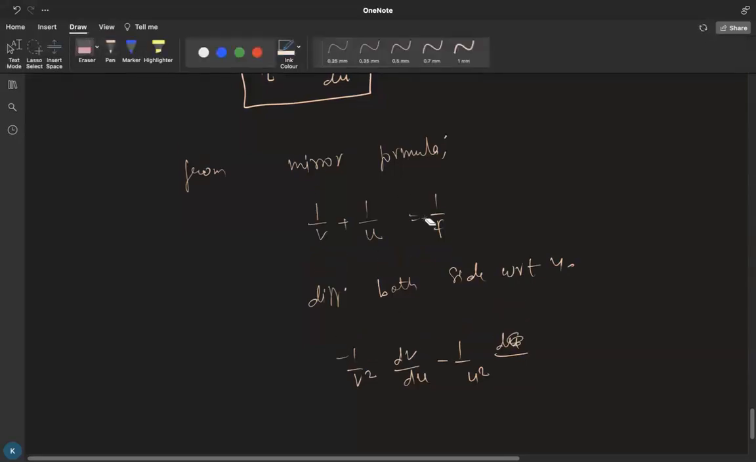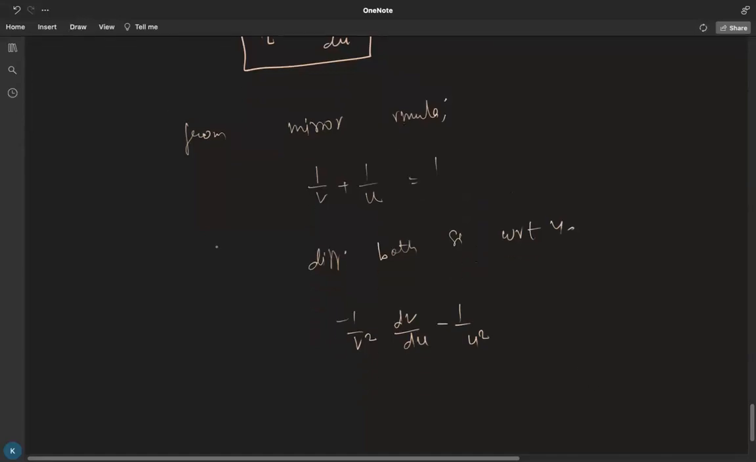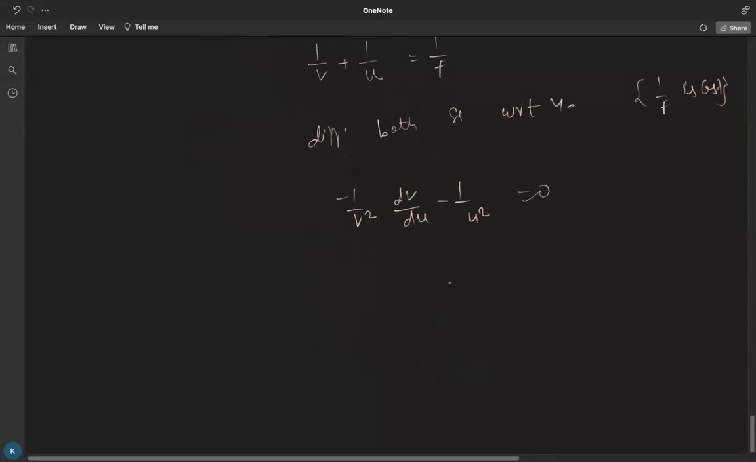Let me erase it from here, because we are differentiating with respect to u, so it gives you 1. And 1 by f is constant here because the focal length is constant, so its derivative will be 0. Let me write it here: 1 by f is constant because it's a focal length, so it will be 0. So here dv by du is equal to, what will we get? We'll get minus v square by u square, right? Minus v square by u square.